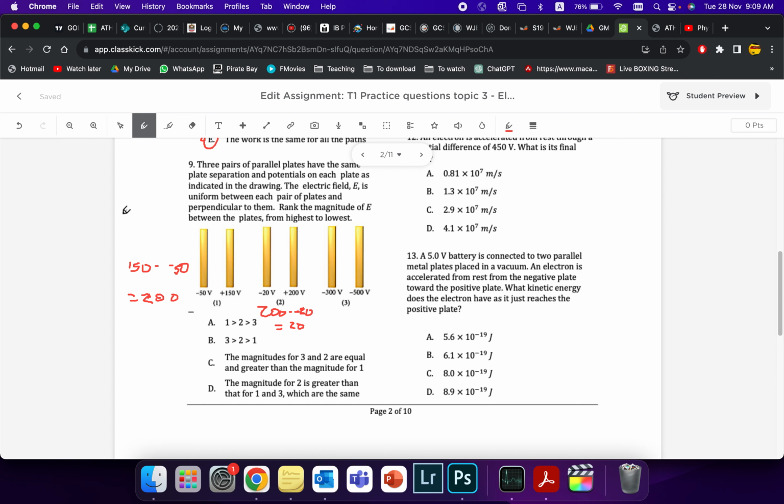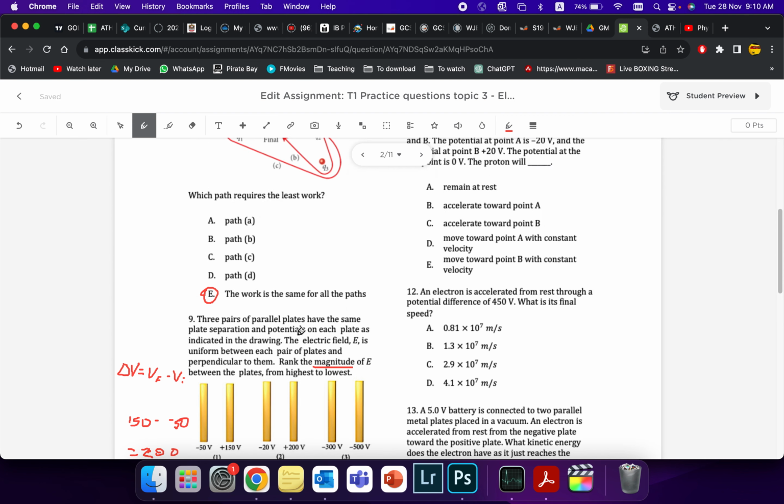Why am I doing this? I'm doing this because to find the potential difference is V final minus V initial. Okay, so that is going to be 220 over here, for 2. Over here, same idea, minus 500, minus 300, and we are going to end up getting negative 200. This is asking about the magnitudes, okay? So the magnitudes means value only. I do not care about the direction or the negative. These two are the same, and this one has a bigger value. So magnitude 2 is greater than 1 and 3, which are the same.